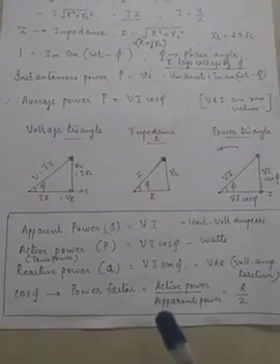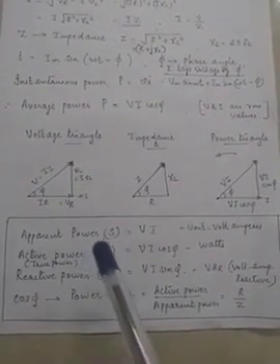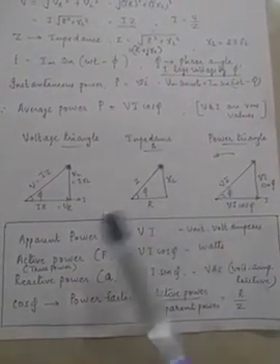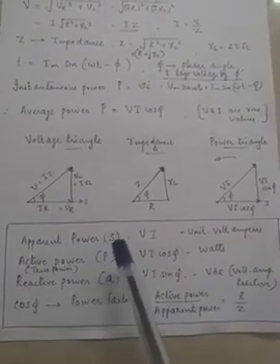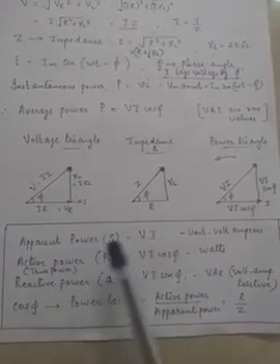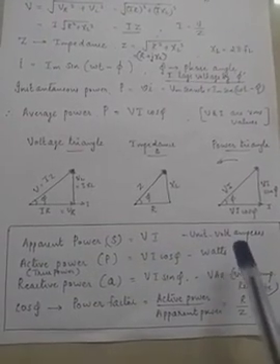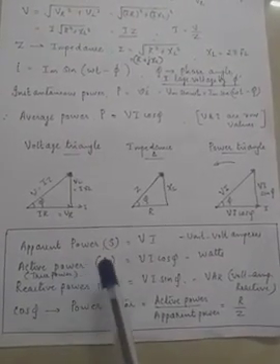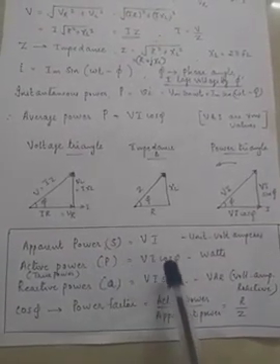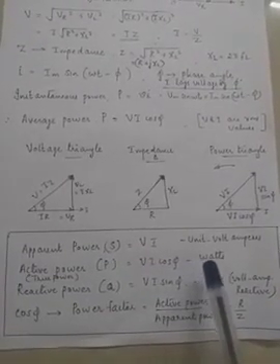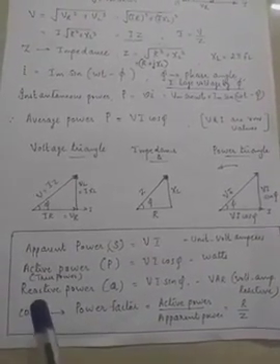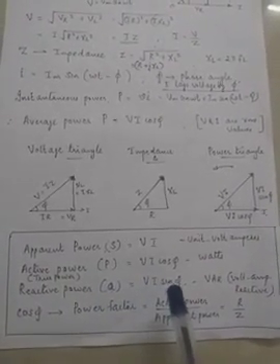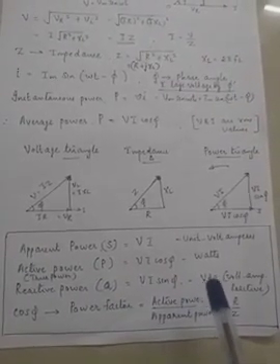These three are three different powers, and they are very important terms. We call V into I the apparent power. Normally it is noted as S, and its unit is volt amperes. The next term is active power or true power. It is noted by P, which equals VI cos phi, and its unit is watts. Another term is reactive power, normally represented as Q, which equals VI sin phi, and its unit is var, volt ampere reactive.